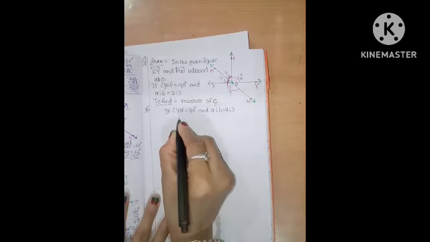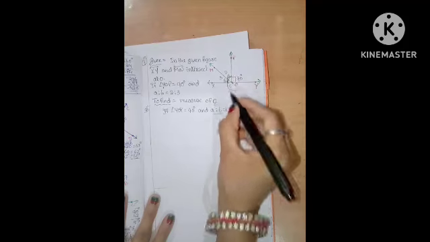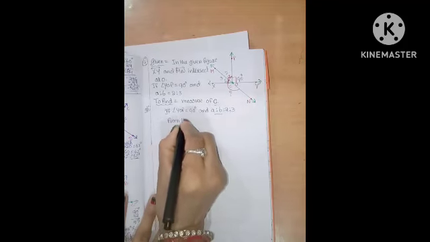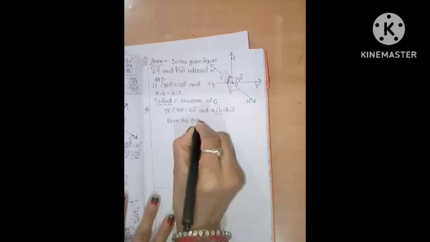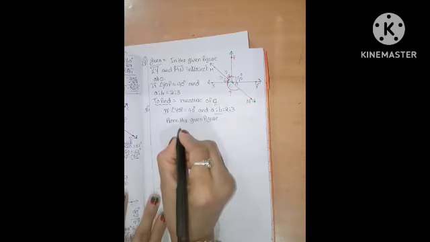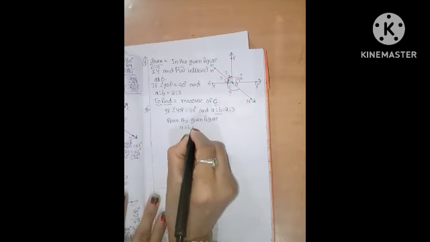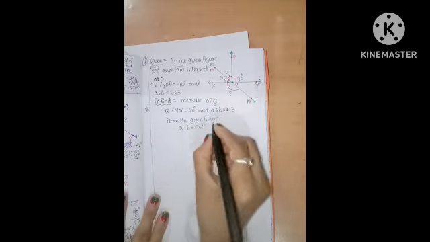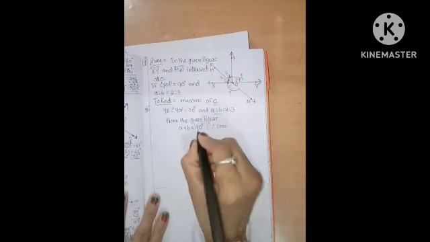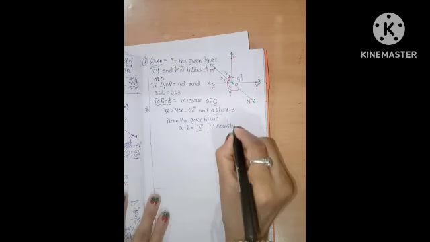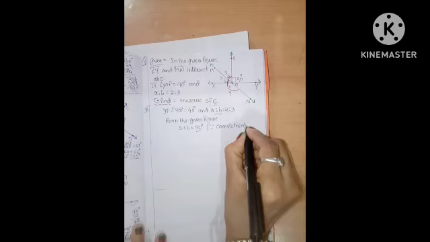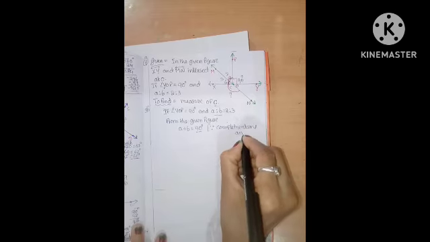Are you understood? So A plus B is equal to, from the given figure, A plus B is equal to 90 degrees. Why? Because these two are complementary angles. Why is it 90 degrees? These two are complementary angles.